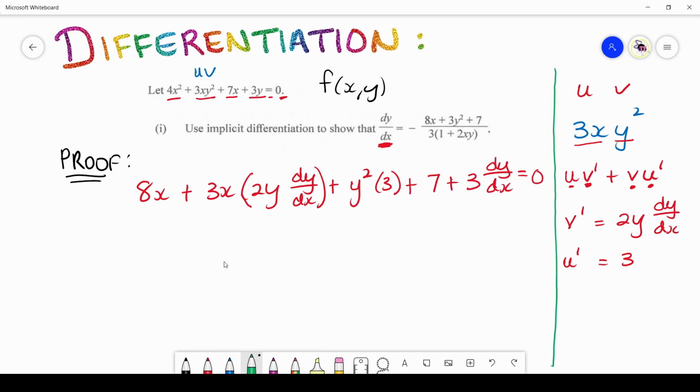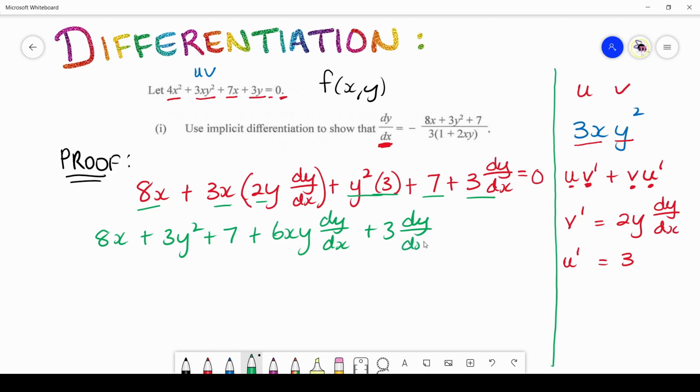Now, all that's left for us to do is simply group our like terms. So what I'll do is I'll group by terms that do not have that dy dx next to it, and we have three of them. We have 8x, we have plus 3y squared, and then we have plus 7. Nice. And then I'll continue with my terms that do have that feature of dy dx in it. I'll multiply these two terms to get 6xy, and that's dy dx there. And then finally, 3 dy dx.